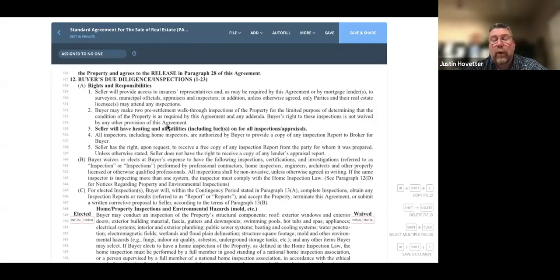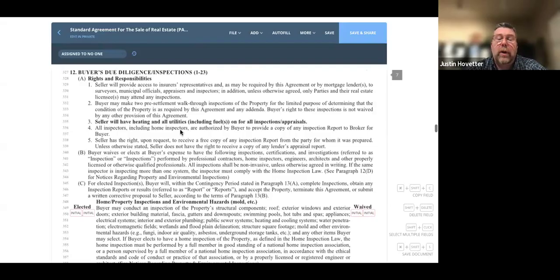What are those inspections for? Are they for measuring? Better get permission to do it. Are they for getting quotes on flooring? No. Are they for contractors to come in and do bids on the property? Nope. They are for the limited purpose of determining that the condition of the property is as required by this agreement.